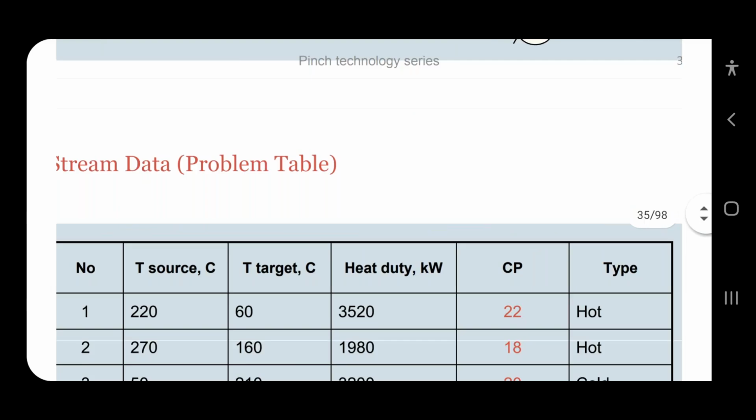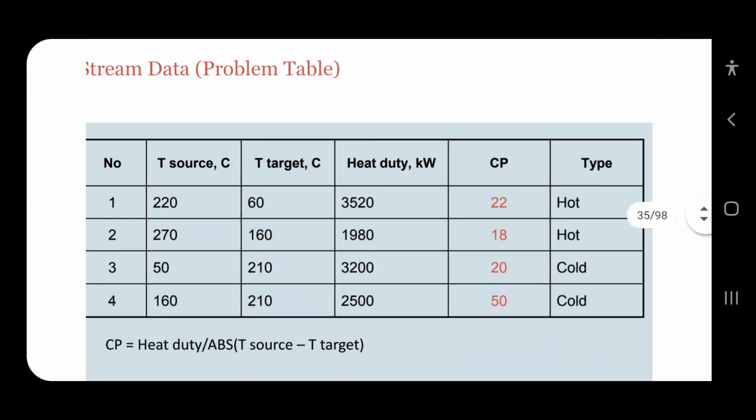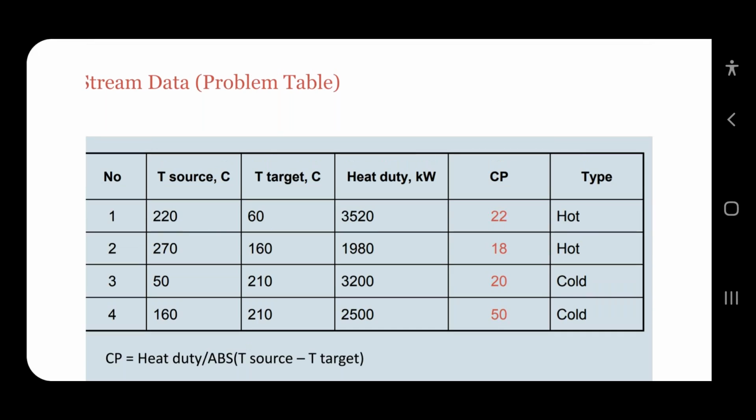So these are few stream data, that is the data extraction: 220 to 60, 270 to 160, 52 to 10, 160 to 210. So I told you there is a supply temperature, there is a target temperature. One is the supply temperature, one is the target temperature. That is two cold and two hot streams.